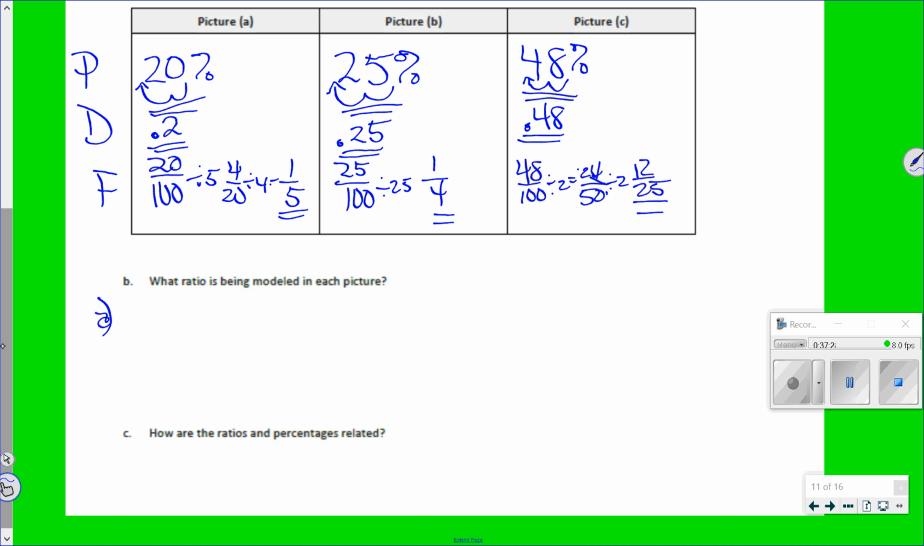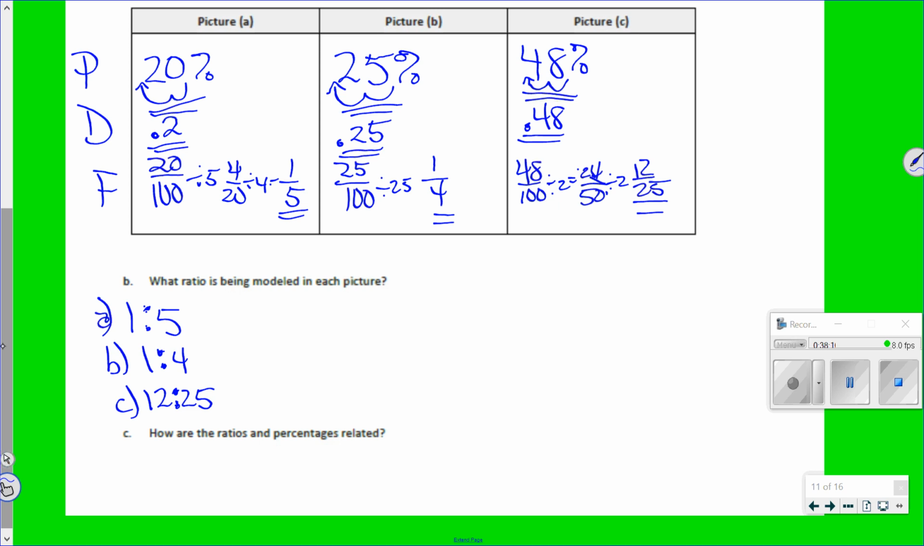John? 1 to 5? I'm going to use a simplified form. So, Caden, I could have started at the 20 to 100, you are correct. But then we still would have to simplify, it would have come down to 1 to 5. For picture B, the ratio would be, Moani? Good, 1 to 4. And for picture C, it would be, Lily? Good job, 12 to 25. Is everybody okay with all those answers?